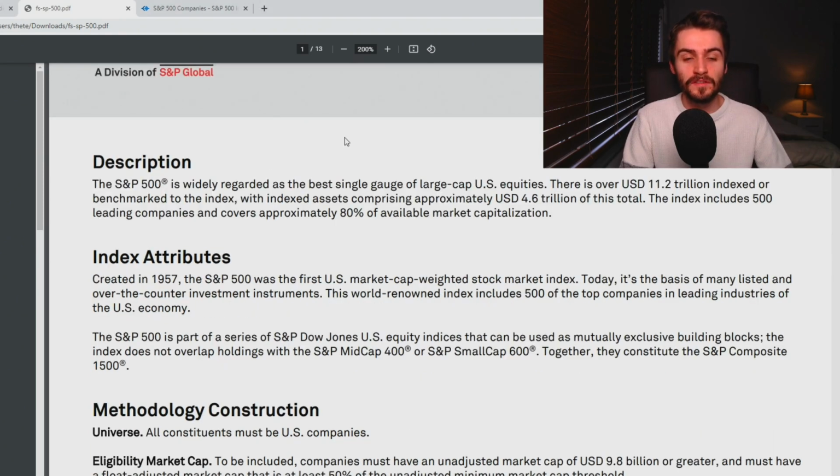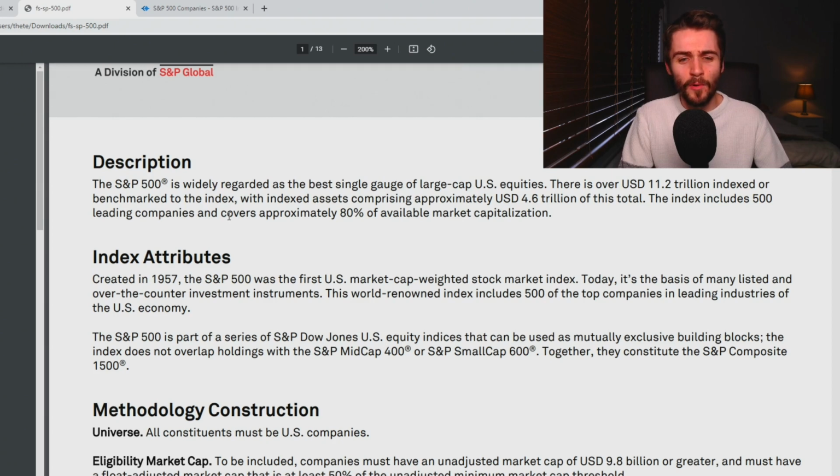So as we can see from the description section of this report, the index includes 500 leading companies, and that's actually 505 to be exact, and covers approximately 80% of available market capitalization. So what exactly does this mean in English? First thing to remember is that an index is defined as a sign or measure of something, and therefore a stock market index can be said to be a measure of a part of the stock market. So the S&P 500 index is a measure of the top 505 companies in the United States.